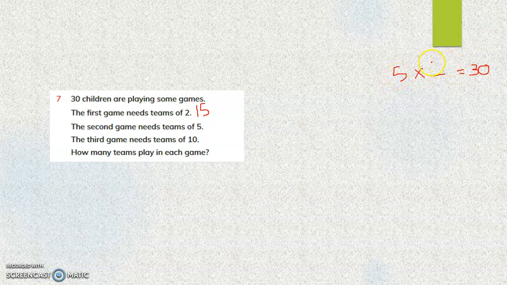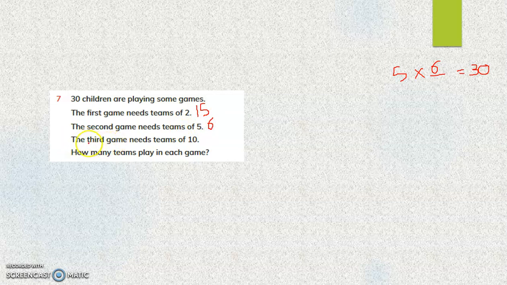വി നോ 5 ones are 5, 5 twos are 10, 5 threes are 15, 5 fours are 20, 5 fives are 25, 5 6s are 30. So 5 into 6 ആണ് 30. So the number of teams this can be divided into is 6.